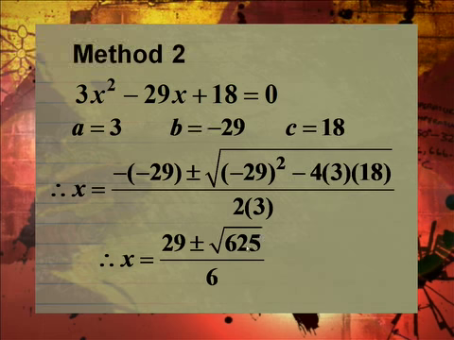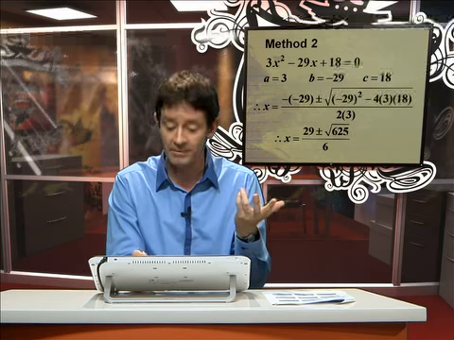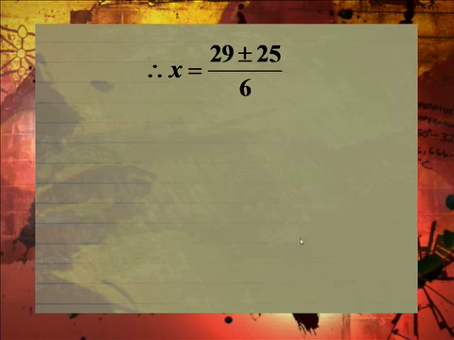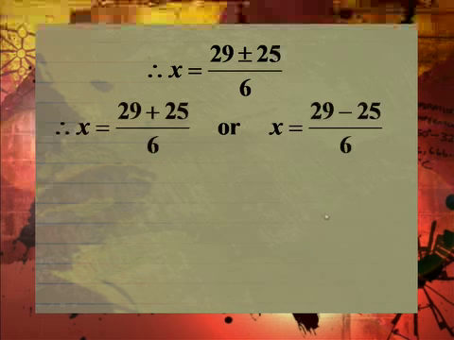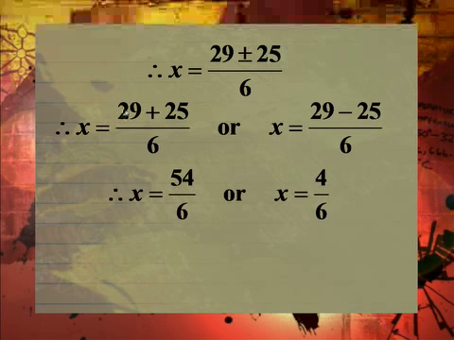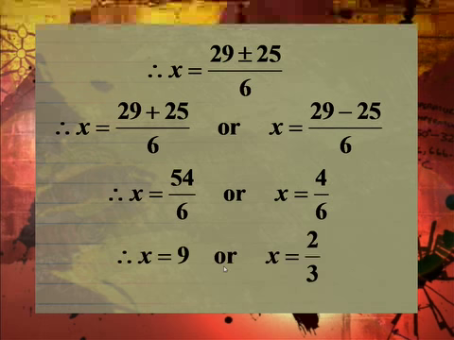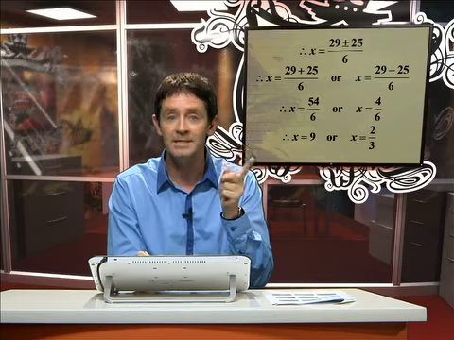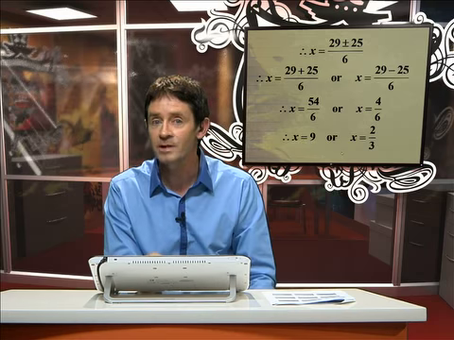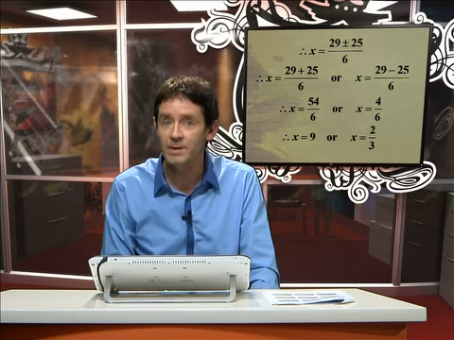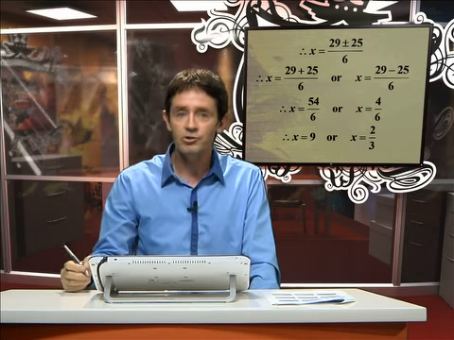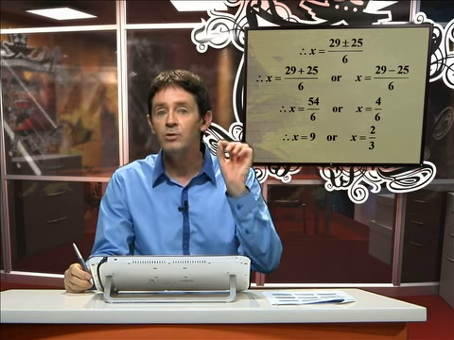The square root of 625 is brilliant because it's 25. Now let's break it up into the plus version and the minus. This gives you 29 plus 25, which is 54 over 6, and this gives you 29 minus 25, which is 4 over 6. 54 over 6 is 9, and 4 over 6 is 2/3. Those are the exact same answers as you got with the grade 10 method. Now, listen, Matrix especially, if you can't factorize a trinomial, use the quadratic formula.